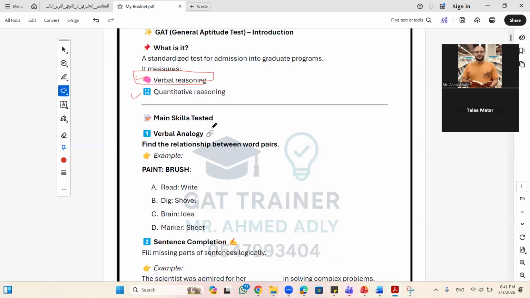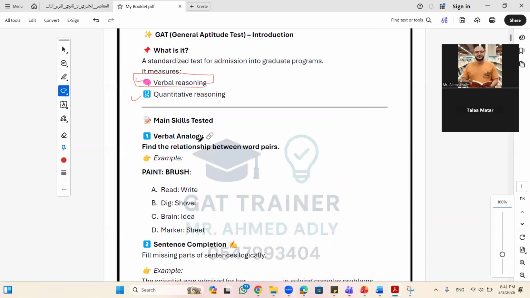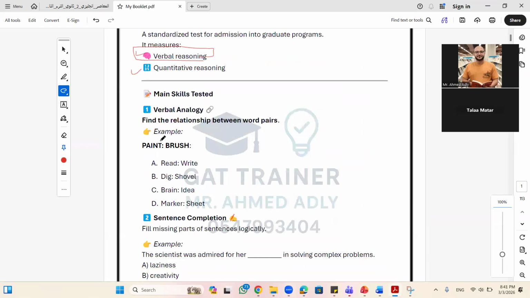As I mentioned many times before, we have different types of questions. The first type of question is called verbal analogy. And by the way, this is, you can say, the second most difficult one, and it needs a lot of practice. In the verbal analogy, you're asked to find a relationship between word pairs. So analogy means the relationship between two unlike things.